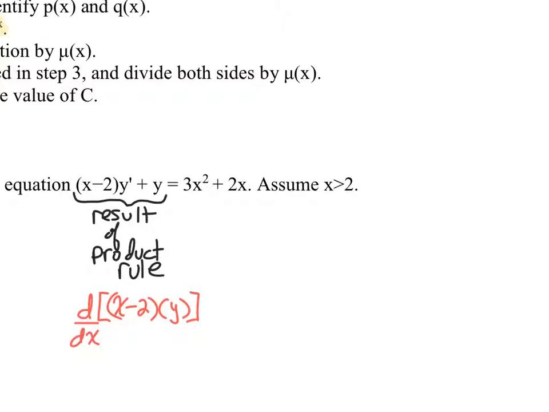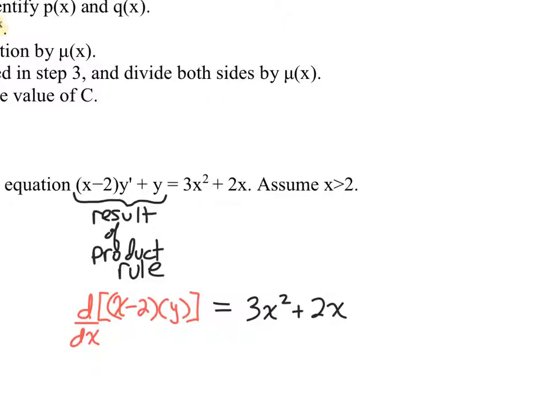So what we're getting at from this idea here is that we already have a differential equation ready to rock and roll, because this thing is equal to 3x squared plus 2x. Now, here's the big question, and I'm sure many of you are wondering: how are we supposed to know that that's the result of the product rule on the left-hand side? All right, good question.